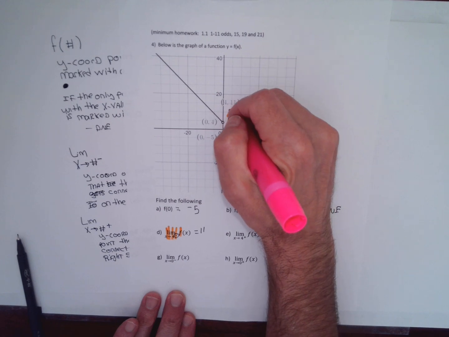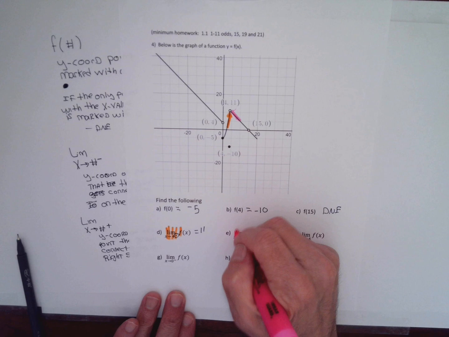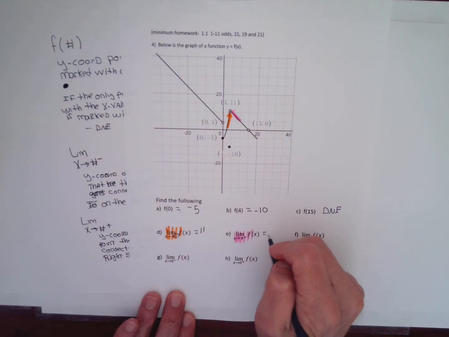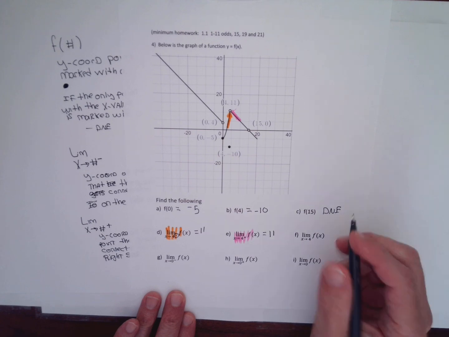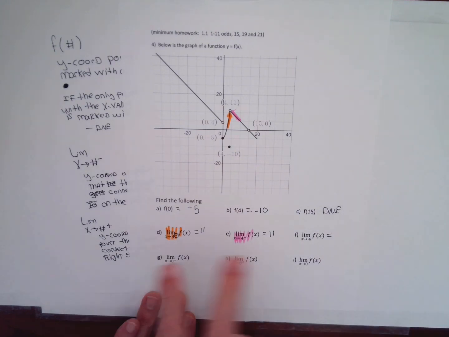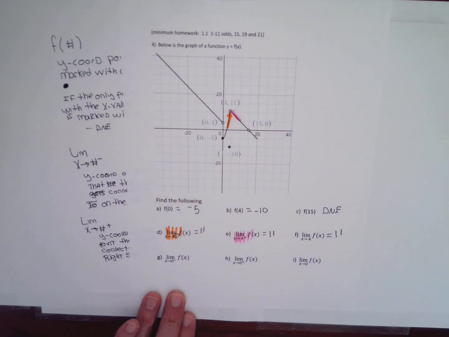The portion of the graph to the right of 4 also connects at the point (4, 11). So the right-hand limit is also going to be the y-coordinate of that point, which is 11. Limits can be y values of open circles, they can be y values of closed circles. It doesn't matter the nature of the circle. Since the left-hand limit and the right-hand limit are the same, the two-sided limit is that number.